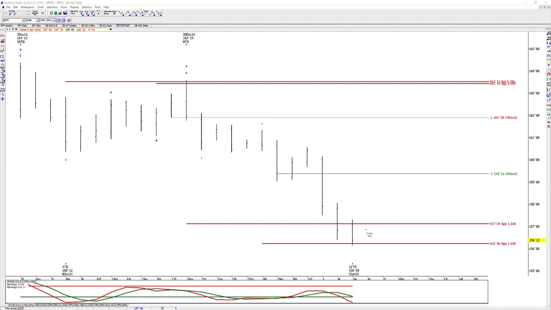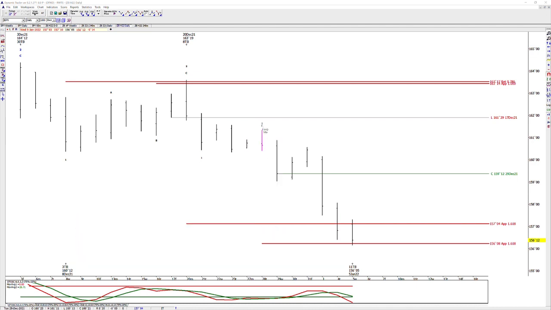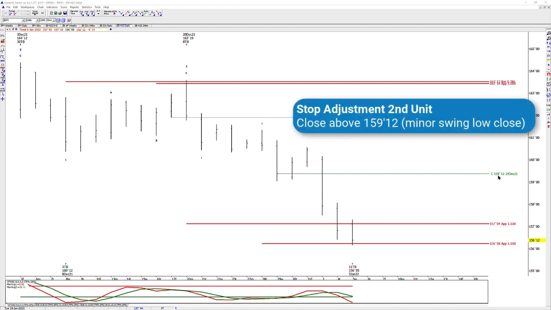I'd exit at a higher close or taking out the trailing 1-bar high, either one of those, when we get into this position on one unit. The other unit I'd adjust, but only down to the close of this swing low. And unit number 2 would be the stop at stop close only 159.13. Why that? Well, there shouldn't be a closing overlap if the trend is impulsively bearish as anticipated.